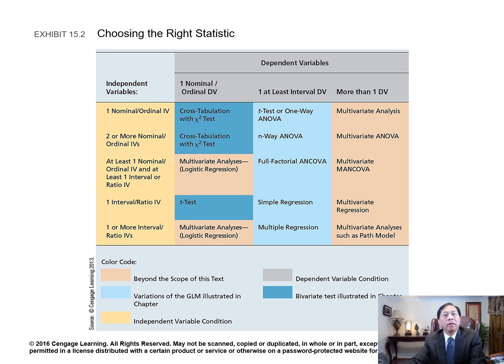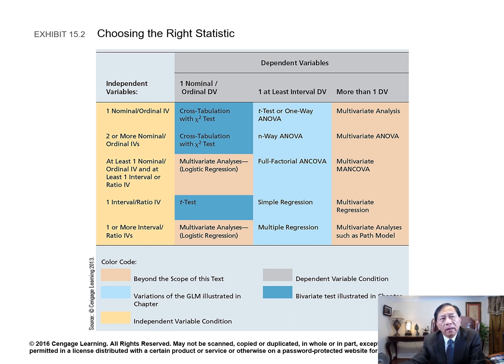Basically, for the scope of this class, I don't expect you to use all of them. I want you to use the ones in the middle here, the light blue ones. More specifically, you're going to do a t-test and a one-way ANOVA. I expect you to do this. And also, I need you to do a simple regression, a t-test, and the chi-square test.